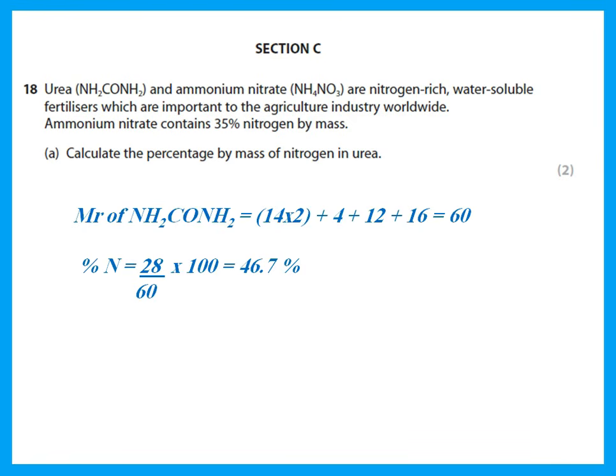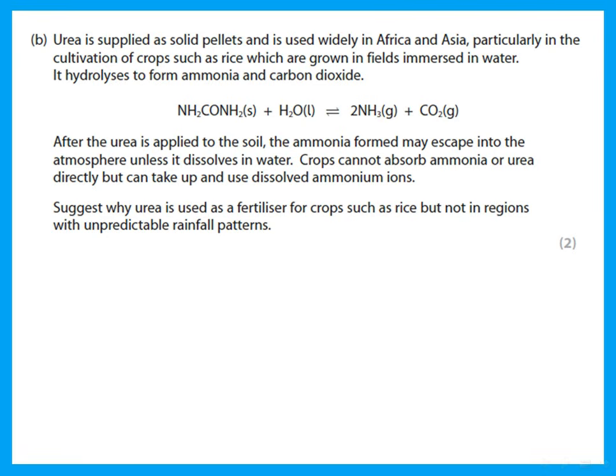We get the MR. The MR of the urea comes out to be 60. Now, how much nitrogen is in there? It is the 14 times 2 that it is for the nitrogen. So I have 28 out of the 60, and that makes up 46.7% nitrogen. Urea is supplied as solid pellets and is used widely in Africa and Asia, particularly in the cultivation of crops such as rice, which are grown in fields immersed in water.